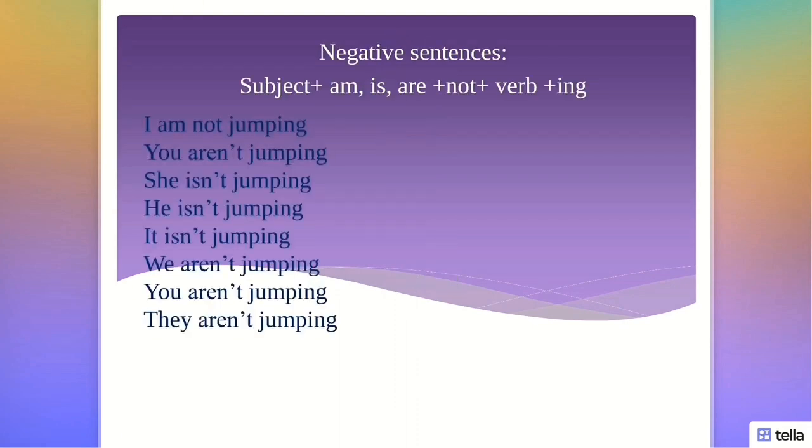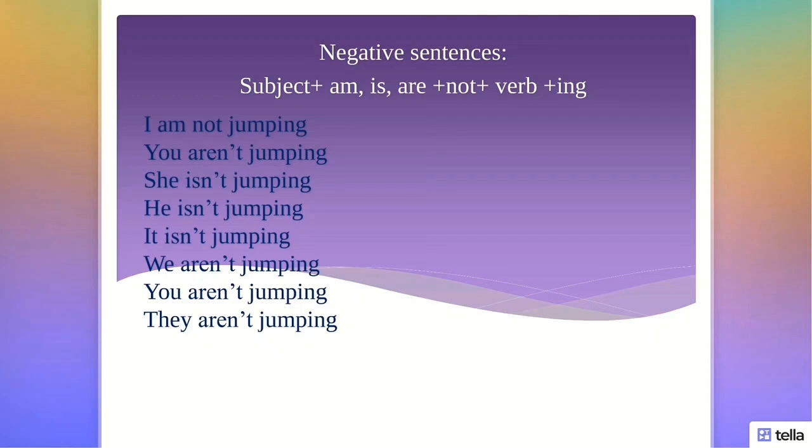Okay, in order to make a negative sentence, we have to use the following formula. It is subject plus am/is/are plus not plus verb plus ing. Let us revise it one more time. It's subject plus am/is/are plus not plus verb plus ing.